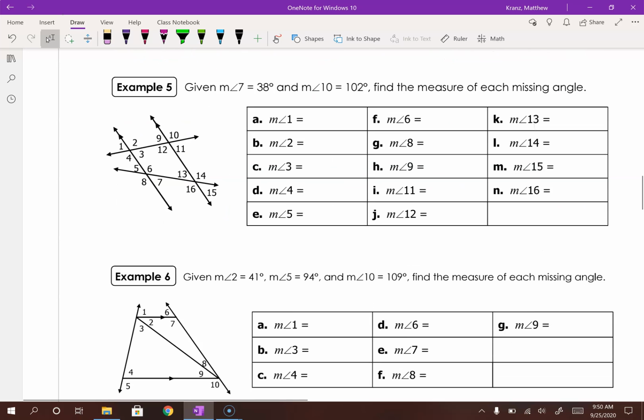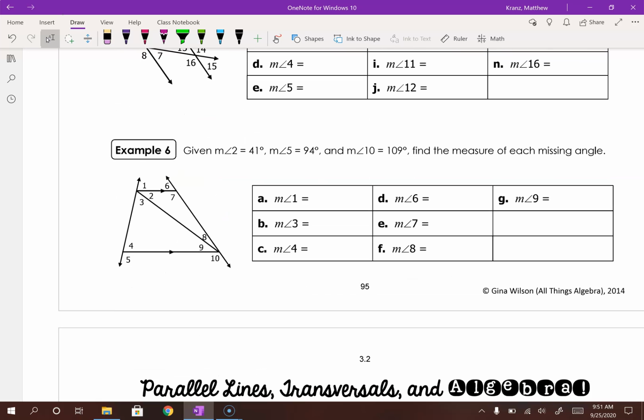All right, number 6 is a little tougher. Number 6, we just kind of have to identify what's going on here. It says that angle 2 is 41. So this one here, 41 degrees. Angle 5 is 94. And angle 10 is 109. All right, so let's figure out what's going on here. I know that these two here, those are a linear pair, so they have to equal 180. Right, so that'll give me 86 right there.